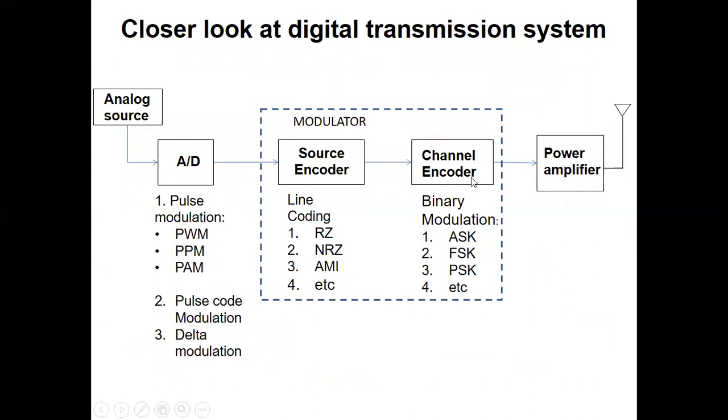In detail, the closed loop of a digital transmission system, with more emphasis on digital modulation. So analog source, analog to digital conversion. There are three types it can be done, which we call pulse modulation: pulse width modulation, pulse position modulation, and pulse amplitude modulation. This is in the analog domain. Then this can be encoded with pulse code modulation or delta modulation. This data is now in the digital domain. After pulse code modulation, this data can be passed to the digital modulator. Here is the source encoder and channel encoder. So there can be line coding and binary modulation. After the power amplifier, this can be transmitted to the channel. But the receiver side is just the reverse, the opposite of that.